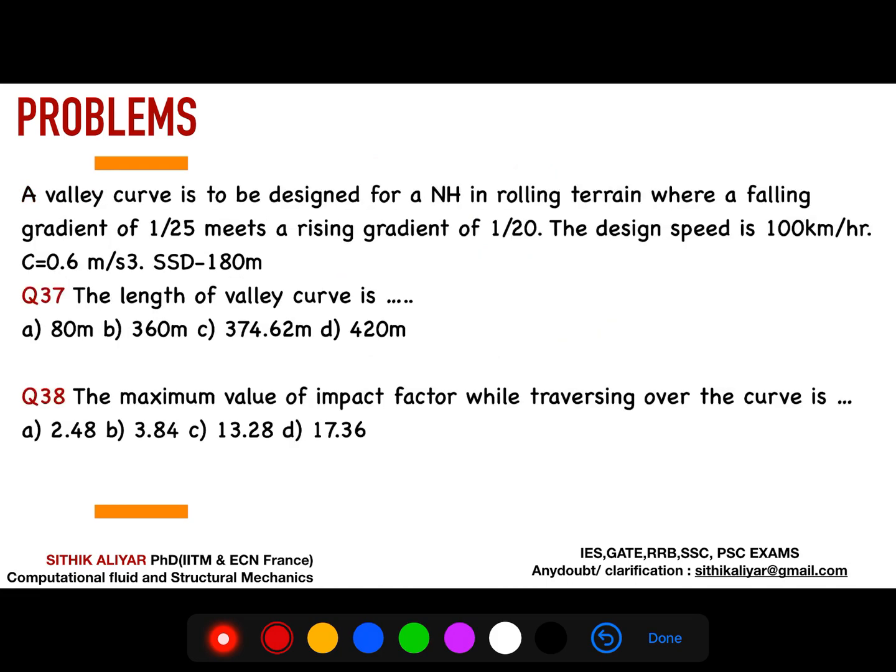So next question: a valley curve is to be designed for a national highway in a rolling terrain where a falling gradient is given, meeting a rising gradient of 1 by 20. Design speed is also given, C is given, and SSD is given. First, they are asking the length of the valley curve, so you calculate LV1 and LV2 and provide the maximum. Second, they are asking the impact factor, so using that length of the valley curve from above, you substitute here and you will get the impact factor. You can pause the video, solve it yourself and come back for the answer.